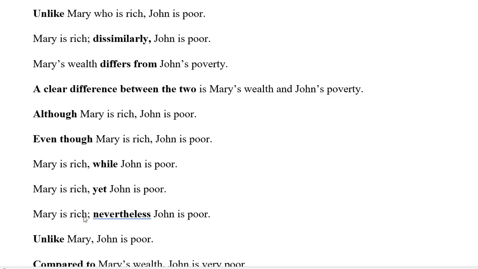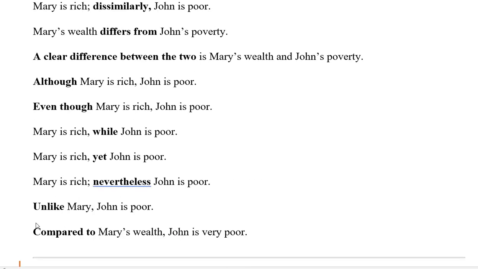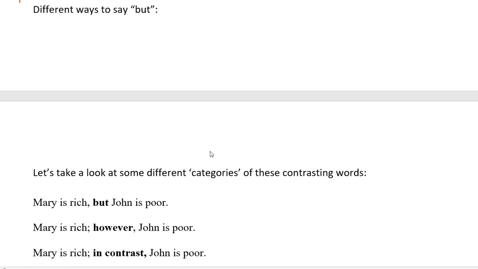Mary is rich, nevertheless. So here you have different ways of saying yet. Mary is rich, nevertheless, John is poor. They all mean the same thing, by the way. Unlike Mary, John is poor. Compared to Mary's wealth, John is very poor. So here you have many different ways of saying but. So these are all transition words of opposition.